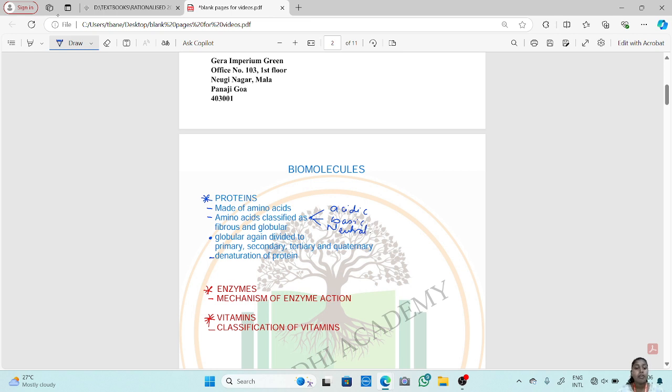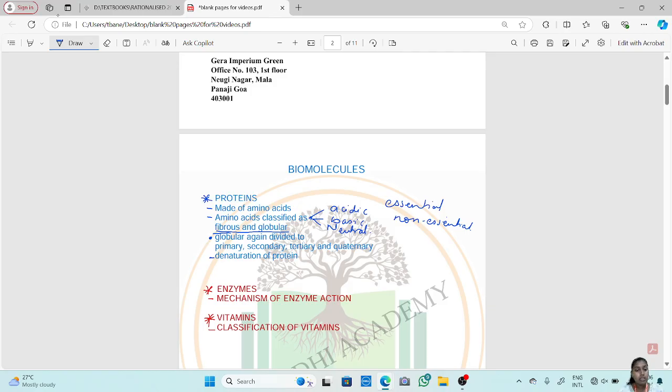Now we have also seen some of the essential and non-essential amino acids, right? Then we have seen the structure of amino acids. They are fibrous and globular.